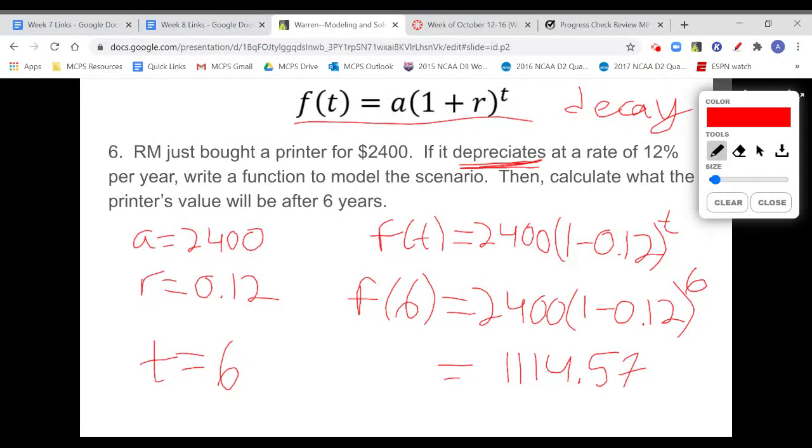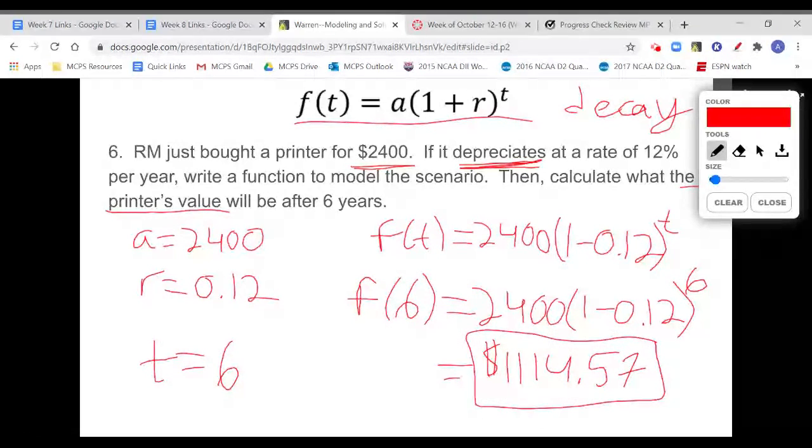Now take a minute to think. What are my units here? What is the context of this problem? Well, reading the problem, my initial value was given in dollars, $2,400, and I'm asking us to calculate the printer's value, right? How much the printer's worth. That is money. So I will leave it rounded to the hundredths place, and I will add a dollar symbol in order to give the units so that this makes sense in context.